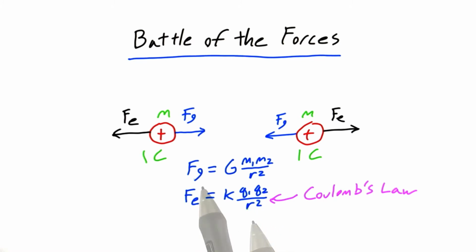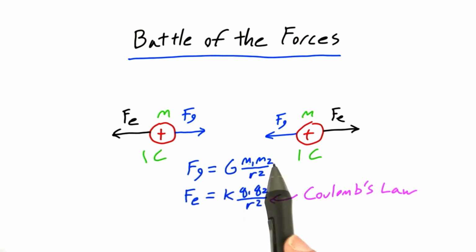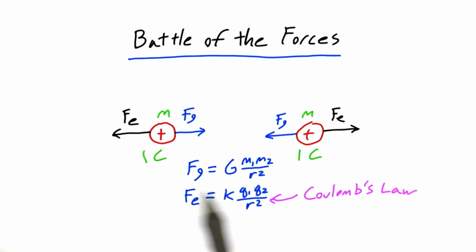In problem set 4, we learned Newton's law of universal gravitation, that the force of gravity is equal to this constant G times the mass of the two particles divided by the distance between them squared. And it turns out that for charged particles, we have almost an identical law. This equation here, which we call Coulomb's law, says that the electric force between two charged particles is equal to some constant k times the charge of both of those particles divided by the distance between them squared.